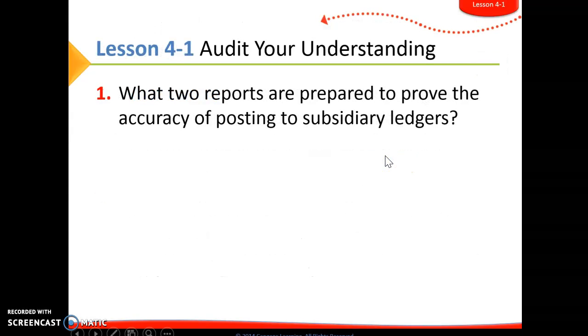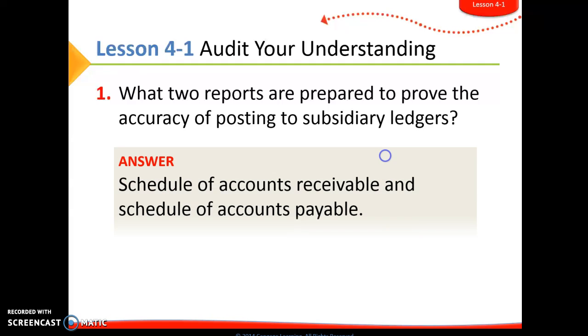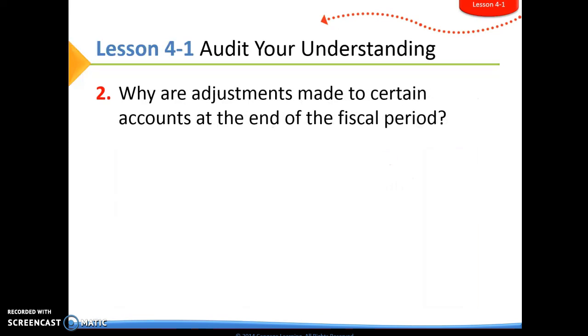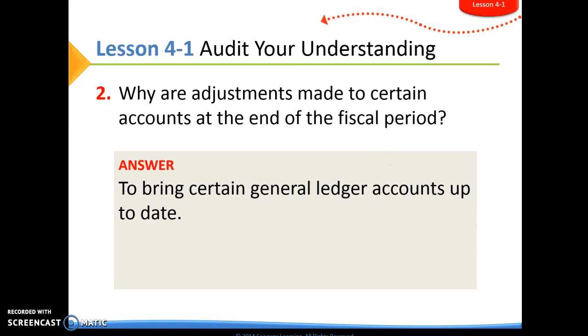All right, audit your understanding. Question number 1. What 2 reports are prepared to prove the accuracy of posting to subsidiary ledgers? That would be our schedule of accounts receivable and our schedule of accounts payable. Number 2, why are adjustments made to certain accounts at the end of the fiscal period? This allows us to bring certain general ledger accounts up to date.